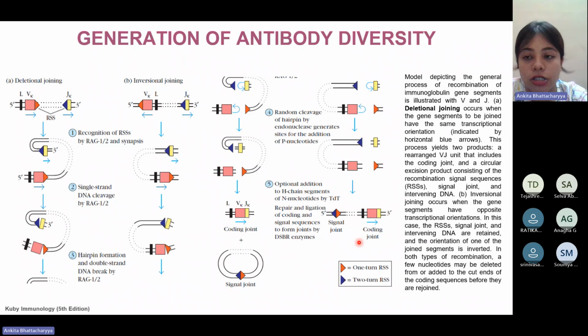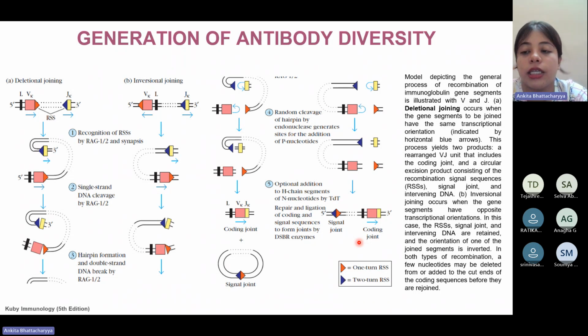So deletional joining will occur when the gene segments to be joined have the same transcriptional orientation indicated in blue arrows. This process leads to products, a rearranged VJ unit that includes a coding joint, which is removed, and a circular excision product, which consists of recognition signal sequences or RSS, signal joint, and intervening DNA.